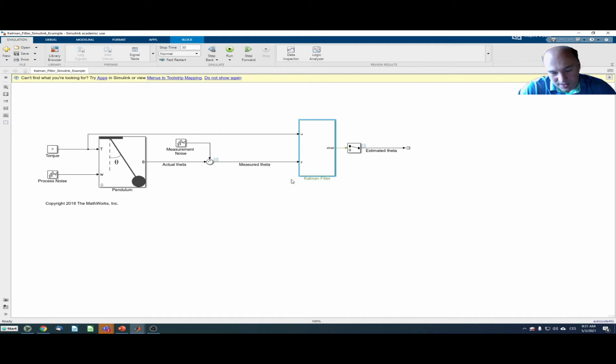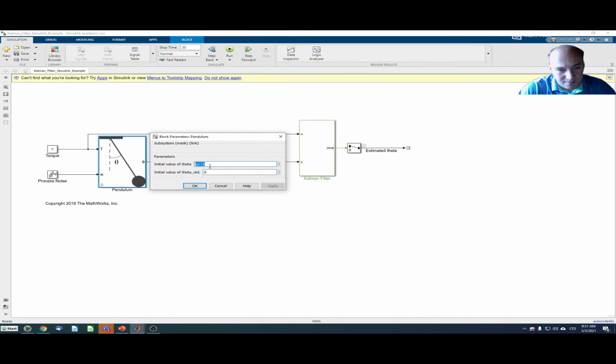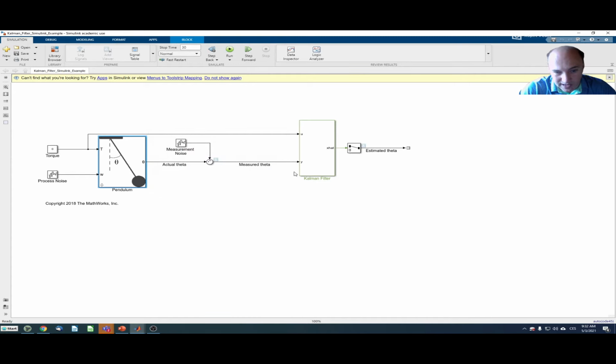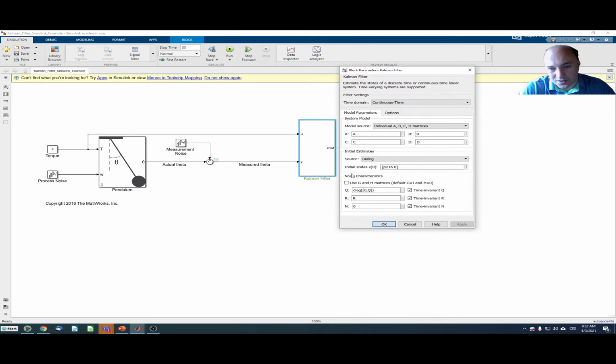Now let's make some initial assumptions. I will assume that the initial theta of my pendulum is quite small, so let's say pi divided by 18. So I will start from a small angle, and I will also need to make an estimate for the Kalman filter of what the initial state will be. Just to make it a little more complicated for the Kalman filter, let's not give it the correct estimate pi over 18, let's assume it's pi over 16, so that we have some difference between the initial estimation in the Kalman filter and the actual angle.